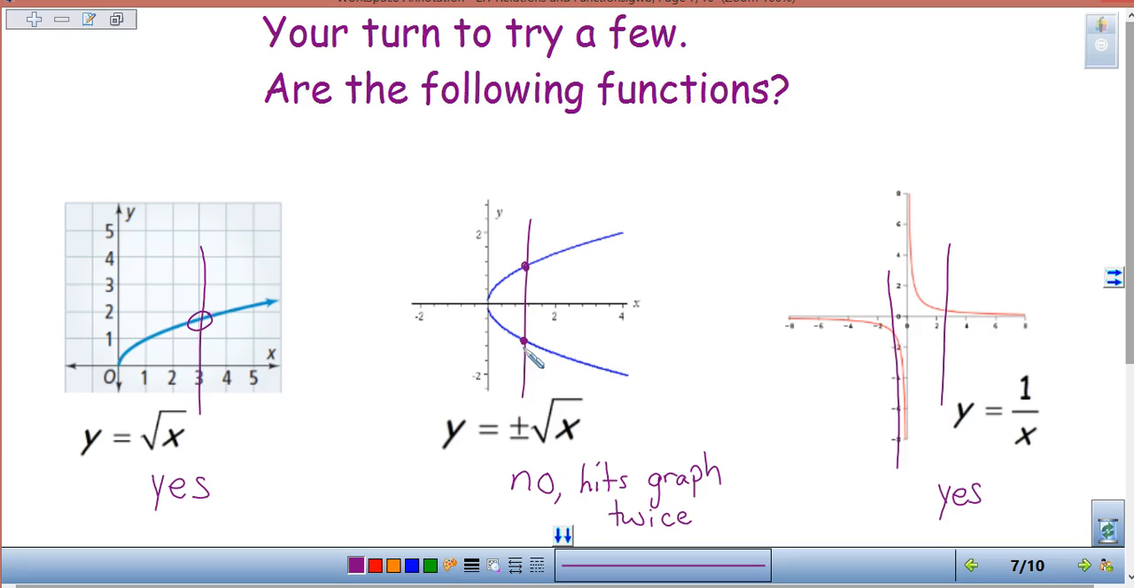This one may be a little tricky for you to see, but this line right here, let me point to it, is just getting closer and closer to 0, but it is not vertical. It just is getting as close as it can to 0 as you go. So yes, that is a function.